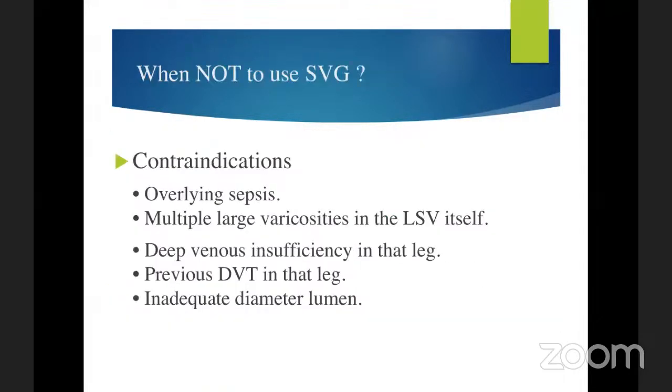When not to use a saphenous vein graft: if there is overlying sepsis, if there are multiple large varicosities in the long saphenous vein itself, if the patient has a current DVT in that leg or a previous DVT, or if there is inadequate diameter lumen.